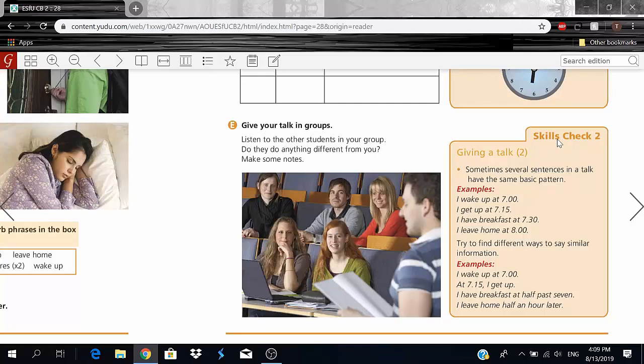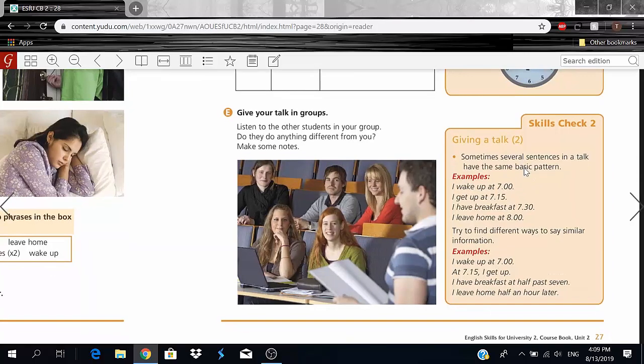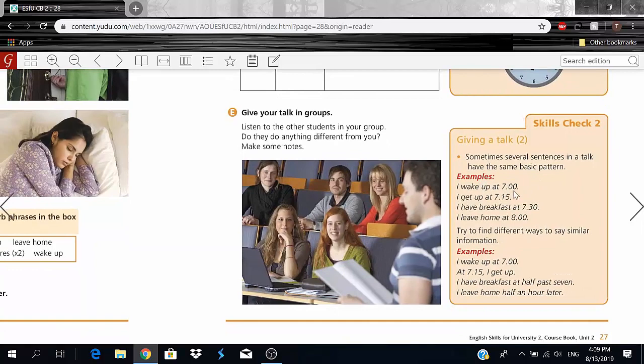Now, let's hop into skills check 2 here. You guys remember giving a talk. So, sometimes several sentences in a talk have the same basic pattern. Okay, what does he mean here? So, let's actually look at some examples. We have, I wake up at 7, I get up at 7:15, I have breakfast at 7:30, and I leave home at 8.